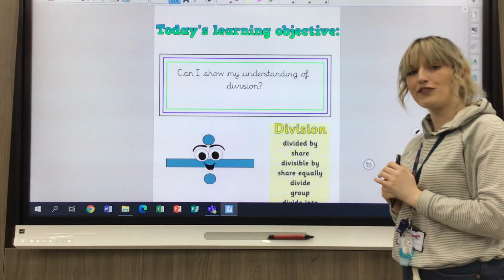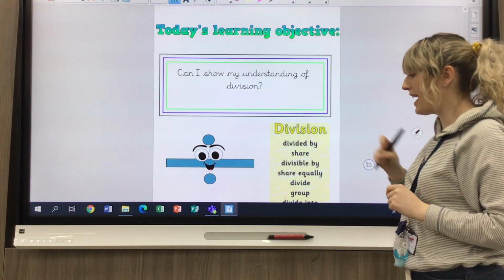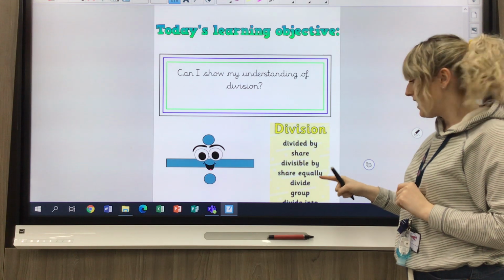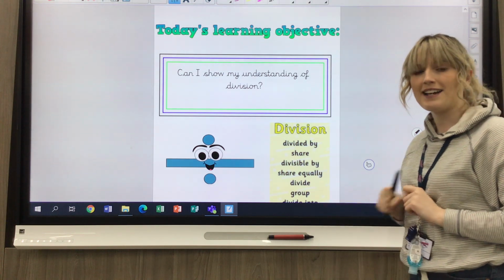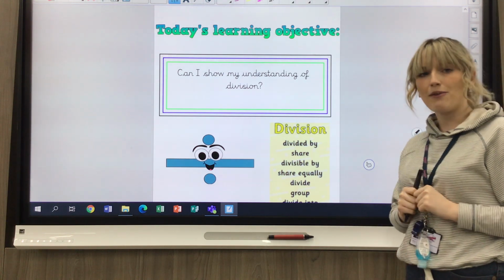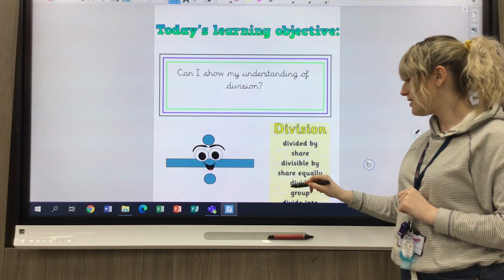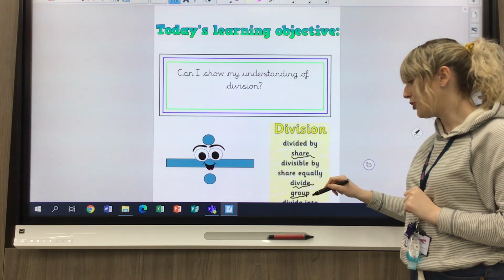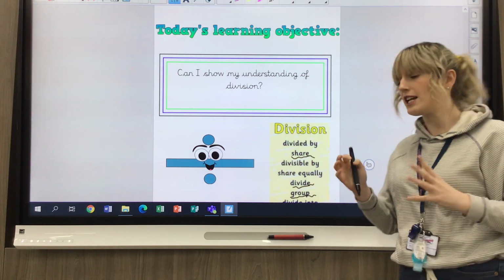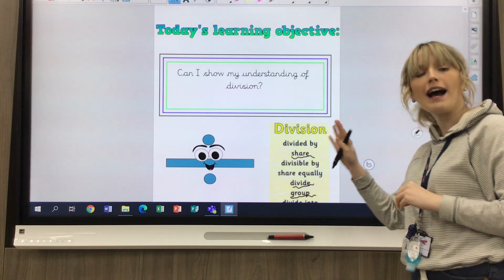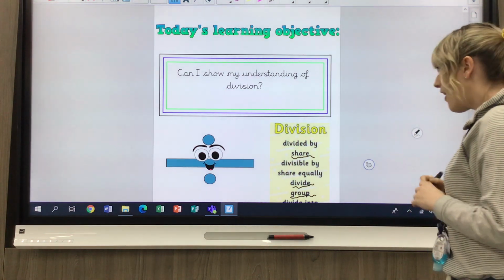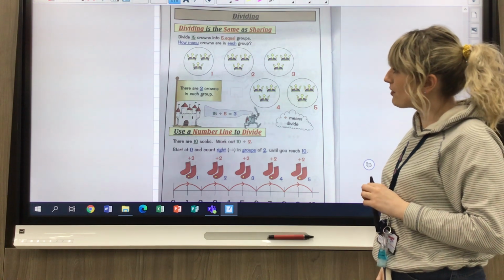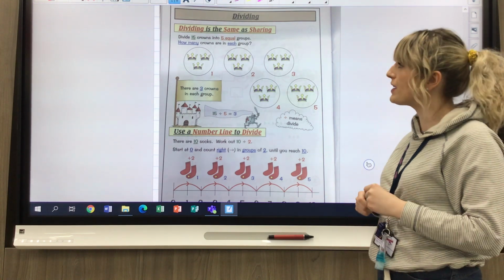Okay then, some language for division. So we've got divided by, share, divisible by, share equally, divide, group, and divide into. Now, the main ones we use are divide, share, and group. So those are the ones we're going to be thinking about today. Divide, group and share. On page 34 then, you've got a learning page here, which I'd like you to have a little look at and read through.